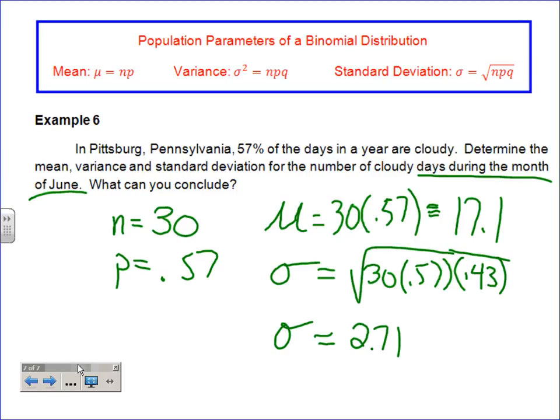So on average, how many days is it going to rain in Pittsburgh in June? Nope. On average, how many days, does it say rain or does it say cloudy? So how many days is it going to be cloudy? 17. Fun place to live. 17 out of 30 is going to be cloudy. And if you picked any particular day, I would expect that within 3 days either way, it was cloudy. Does that help you understand standard deviation a little bit better? Okay.